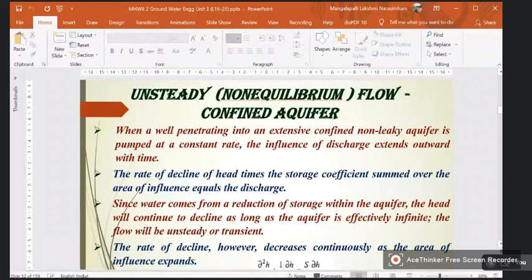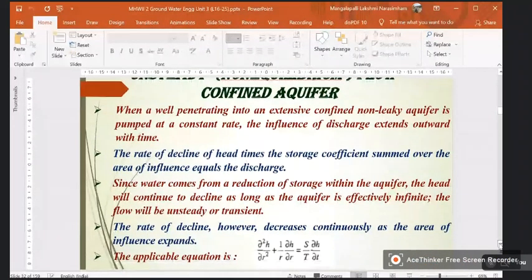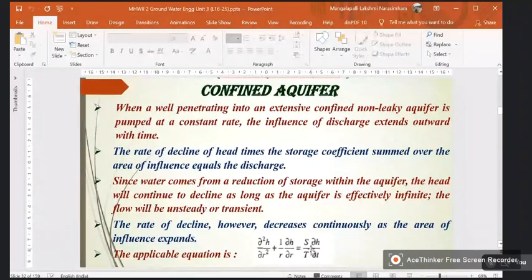Now, if you consider the unsteady flow, the term which you are seeing in the last line of this slide, that is dou square h by dou r square plus 1 by r dou h by dou r is equal to S by T dou h by dou t. So that is the equation.